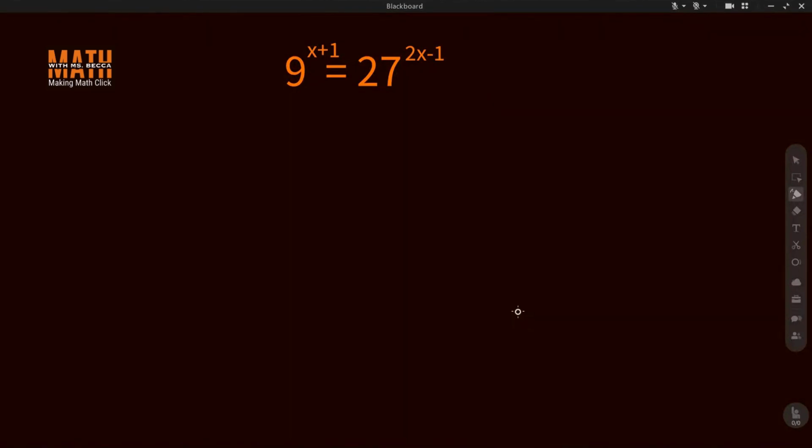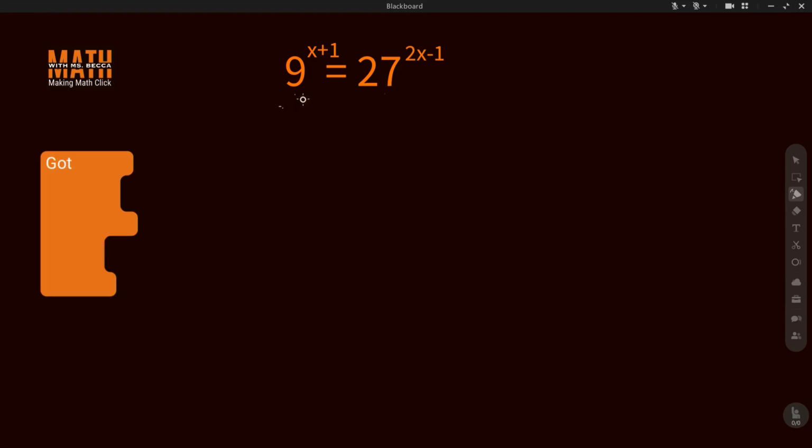Let's solve for x in this expression. So let's first make sure that both the left hand side and the right hand side have the same base. Now we can express 9 in base 3 and we can express 27 in terms of 3. So this will give 3 power 2, that is 9.